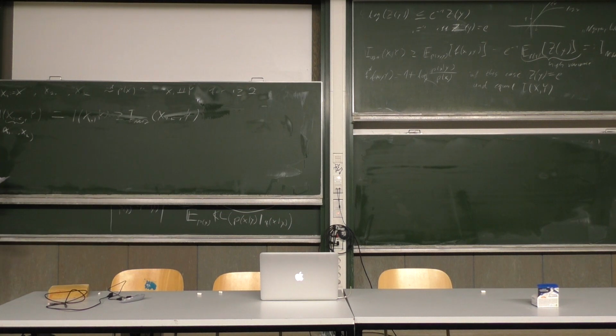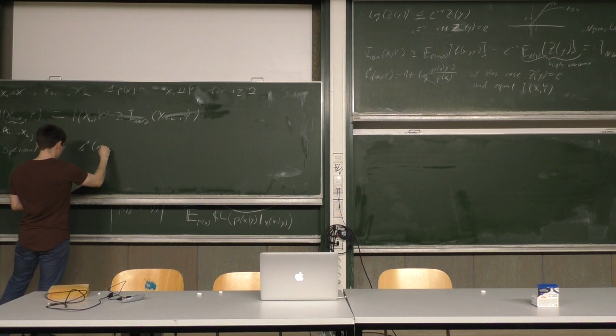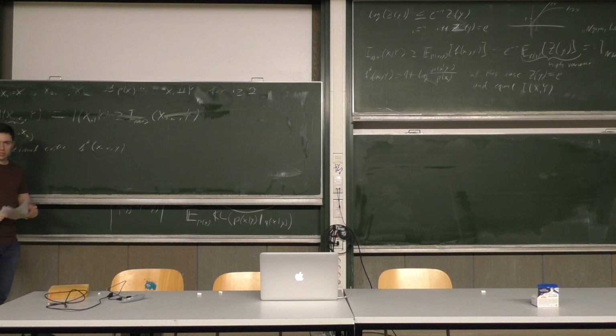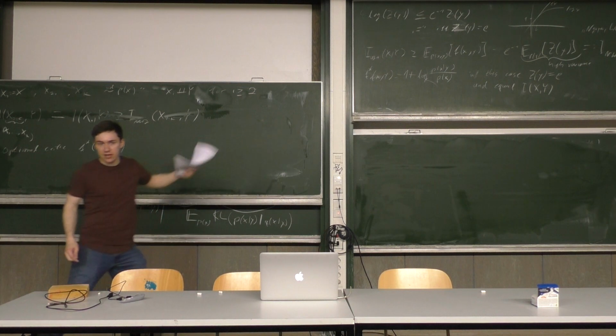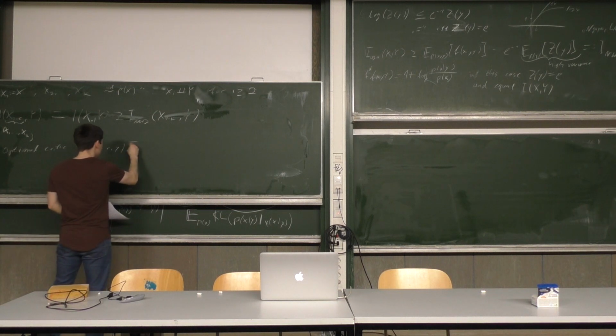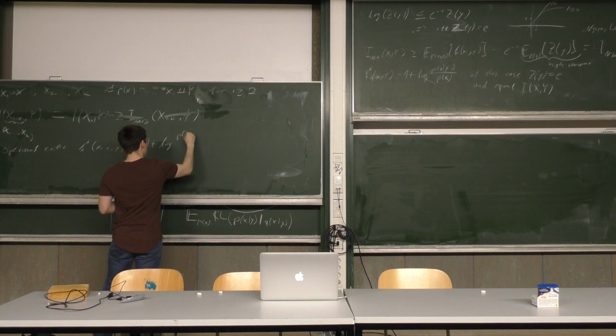And if we write this out, the optimal estimator, of course the optimal critic, then has the form: the critic takes k different x values and the one y value, and the optimal critic has exactly the same form as before. It's 1 plus log of p of y given x1 to xk divided by p of y.